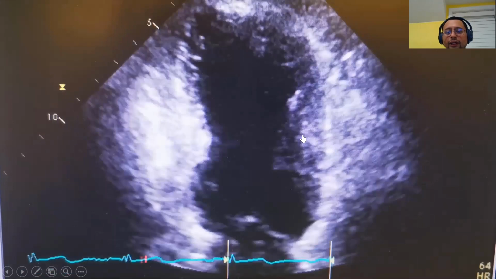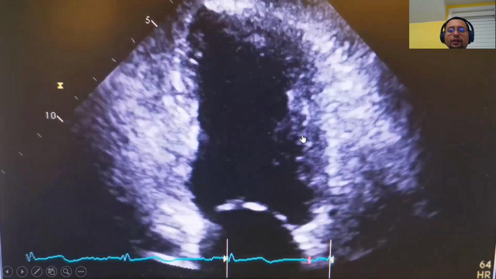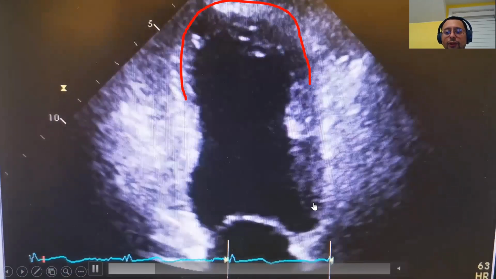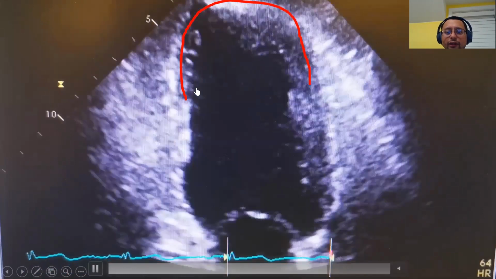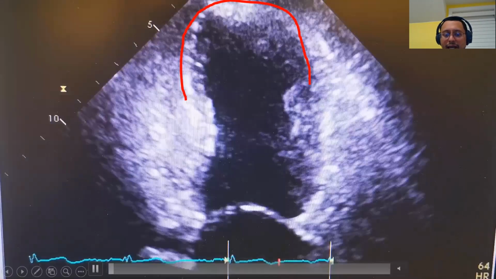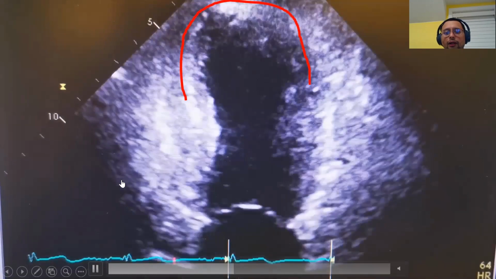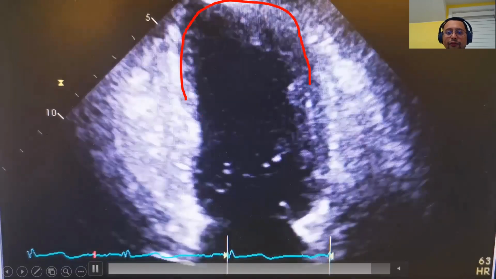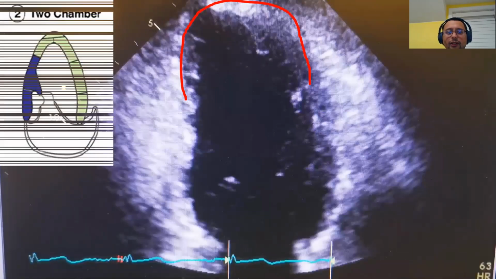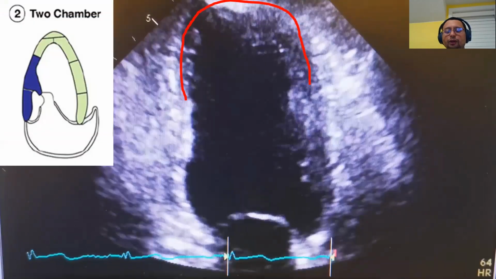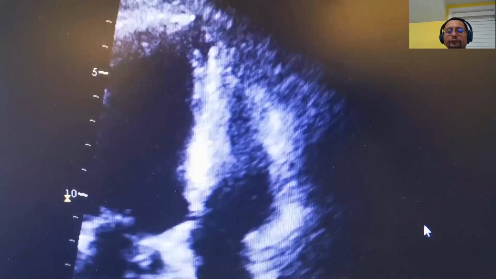Okay, look at this two-chamber view. Remember that in two-chamber view, LAD supplies from here all the way to here, and you can see that the apical segment is hypokinetic. Again, I play this video, right? So this is a two-chamber view. Again, your apical is hypokinetic.